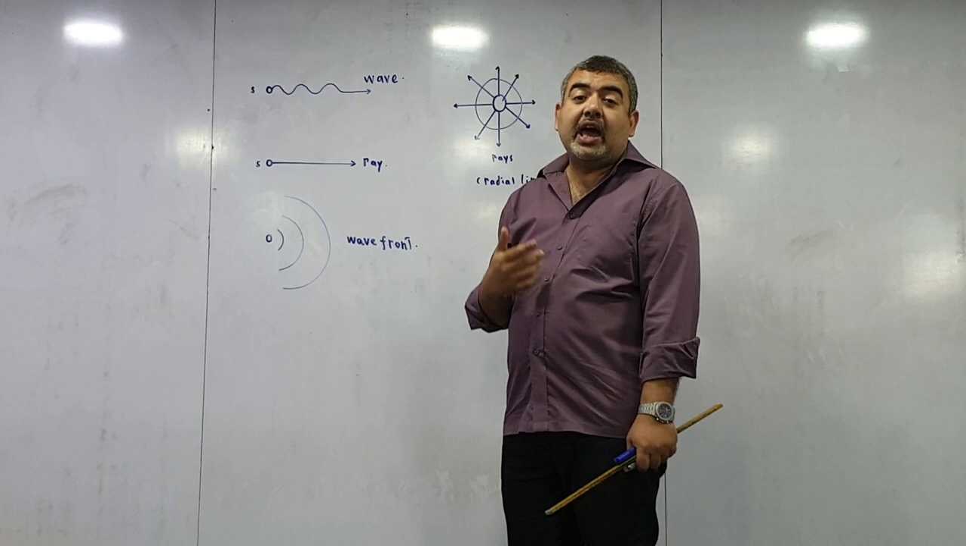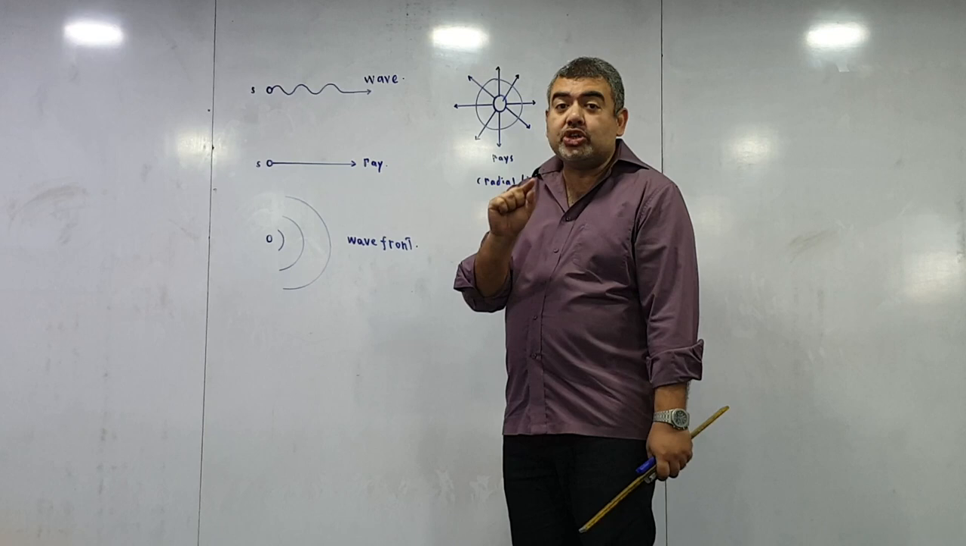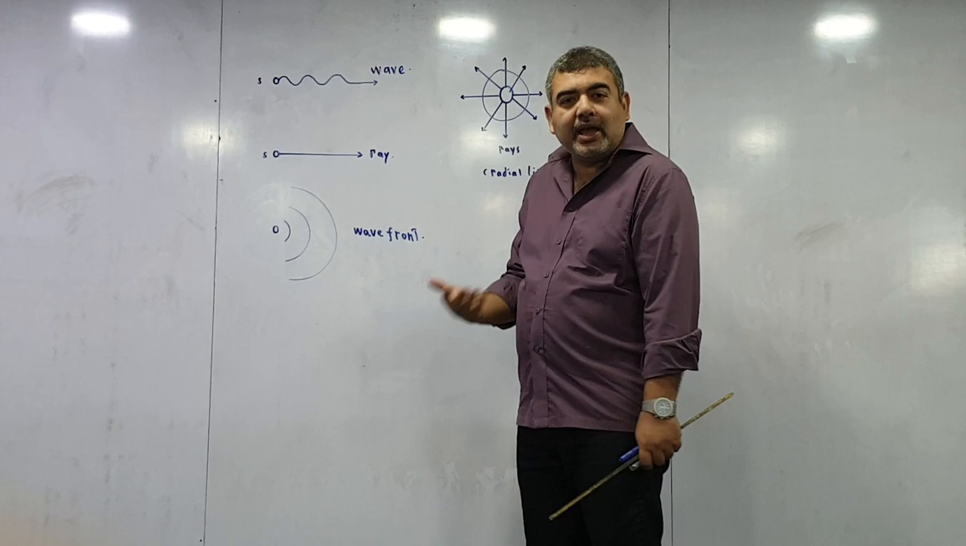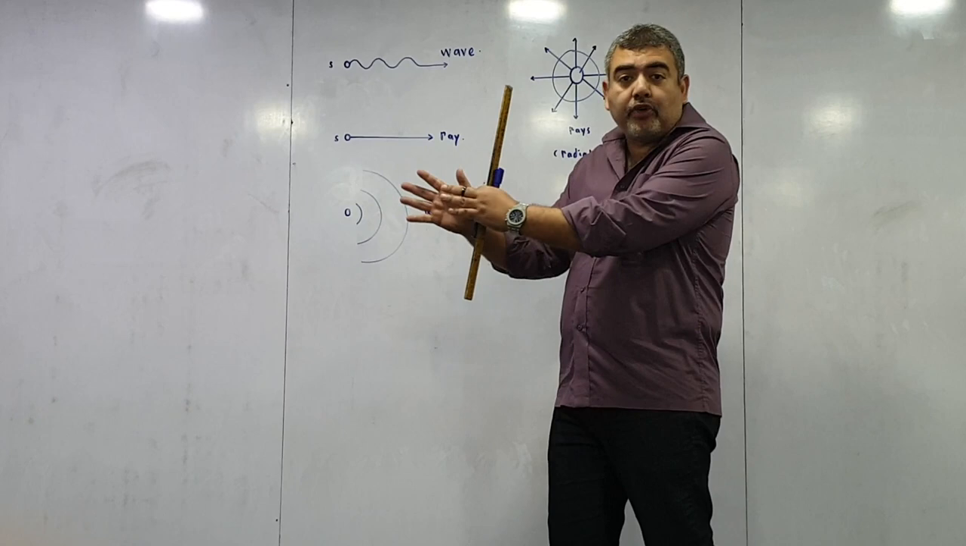That is called a wave motion. The direction of that energy, where it is being carried, is shown with the ray. The ray is also an imaginary line that we draw to show in which direction energy is carried from the source.